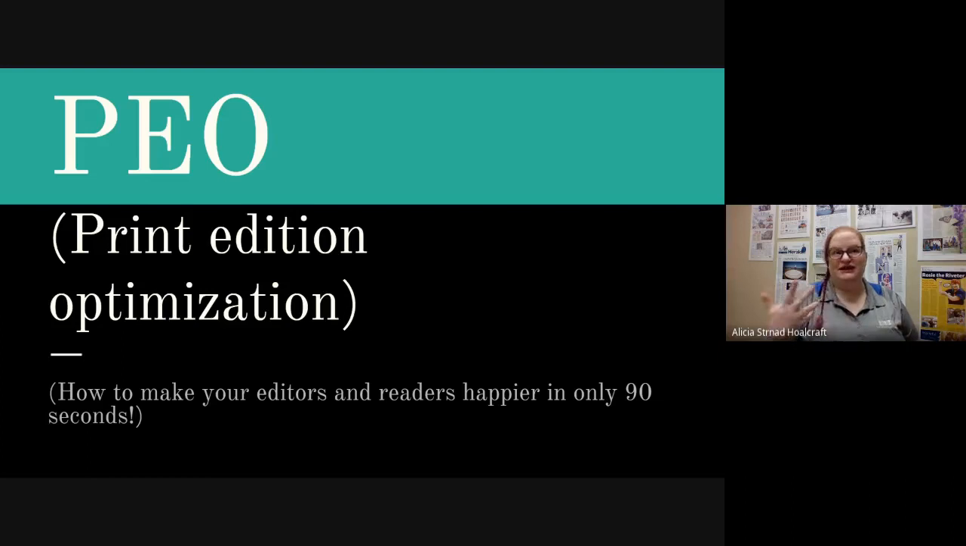I'm calling this PEO, Print Edition Optimization, which is not a real term, but it made me laugh when I thought of it. So I'm rolling with it. And that will give you an idea of my humor, so you know what you're in for the next half hour.